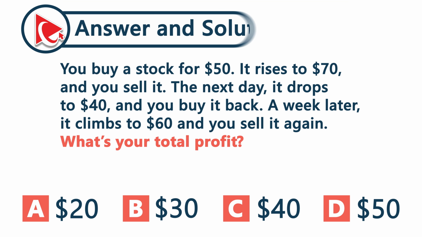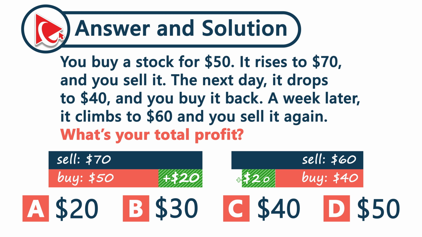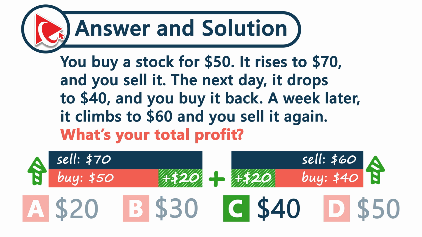Let's break it down. You made your first move when the stock rose from 50 to 70, and that's a $20 gain. Then you bought it again at 40 and sold at 60, earning another $20 profit. Each trade is independent, so each one was profitable. And the correct answer here is choice C, $40.